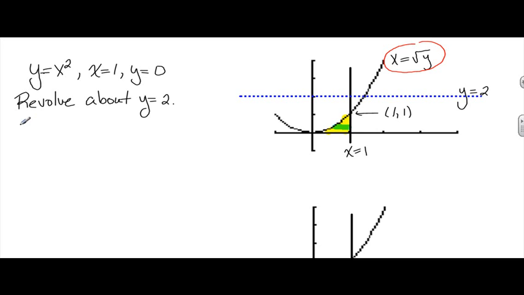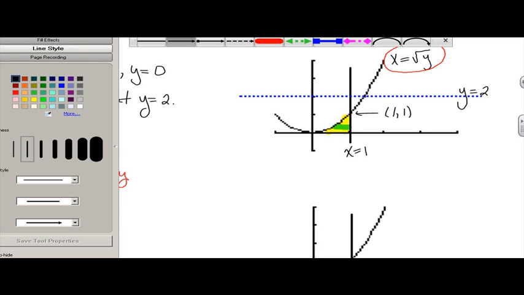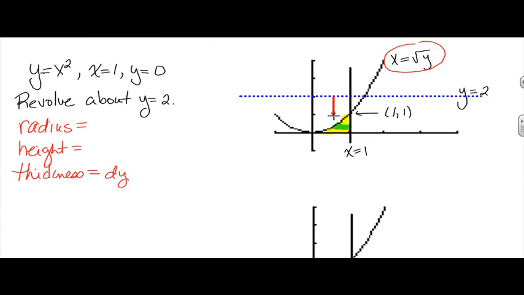the height, and the thickness, of course, is going to be the width of our slice, which in this case would be dy. No work to figure that out. Now, radius. Measure from the axis of revolution to the slice. So we need to find the length of that little red arrow.